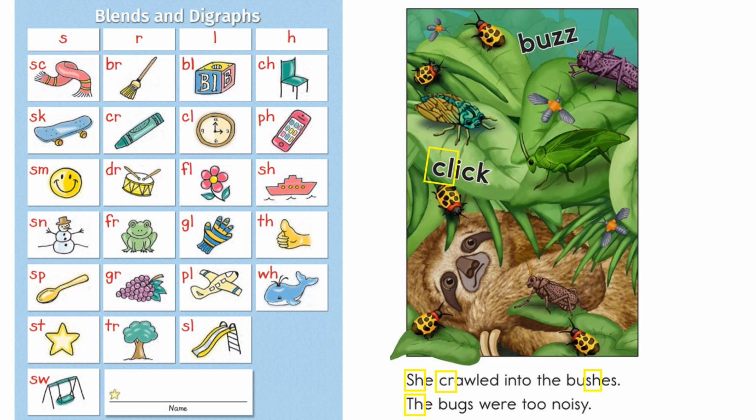Oh, there's so many. Let's start by looking at the word that's in our picture. Click, like clock, but click. She crawled into the bushes. The bugs were too noisy. Did you find all of these blends and digraphs?